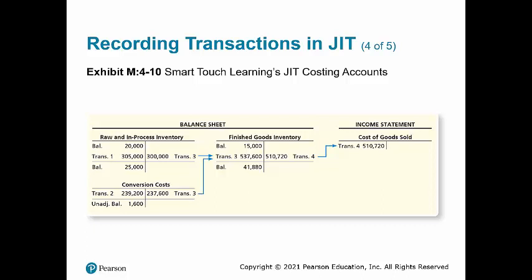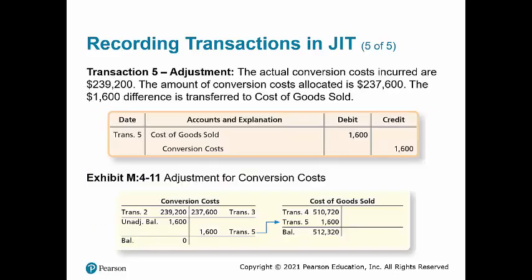in transaction 4. The last entry that we need to record is to adjust the conversion cost for the underallocation of the actual cost. The actual conversion costs incurred were $239,200, but we only allocated $237,600. So there was $1,600 in the conversion cost that was under allocated. To make that adjustment, we would debit cost of goods sold and credit conversion costs for $1,600.